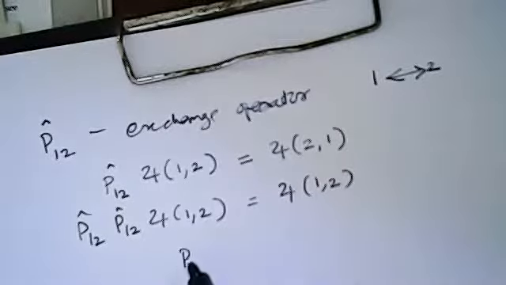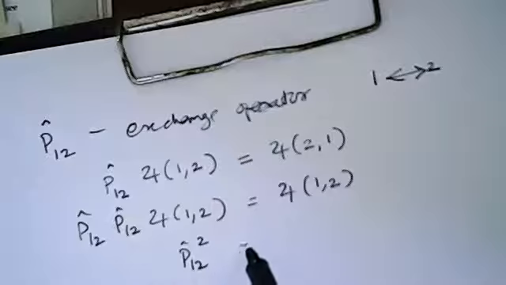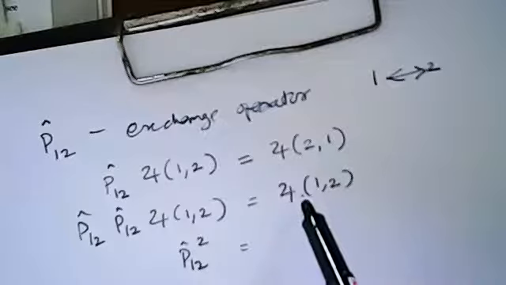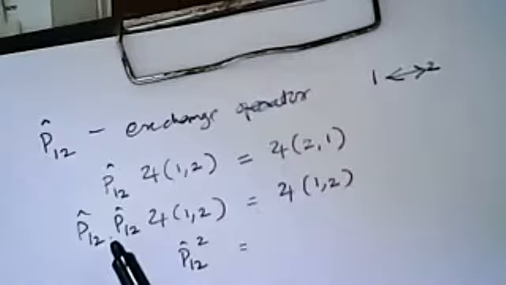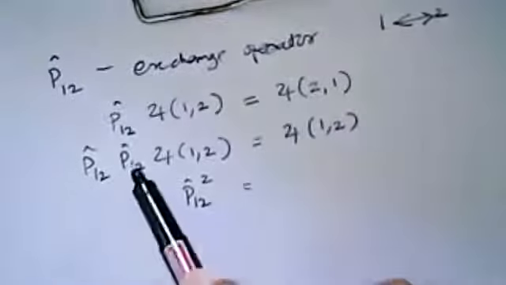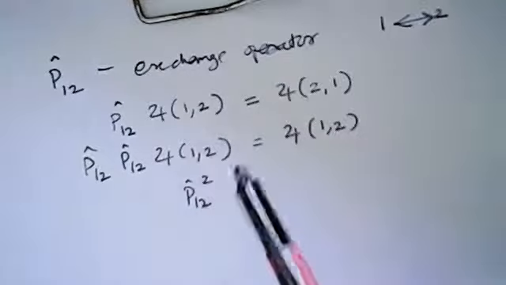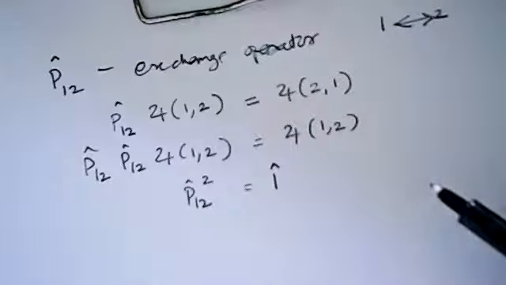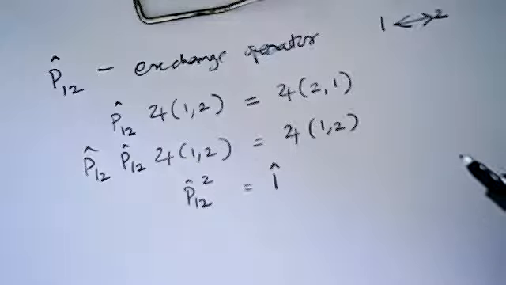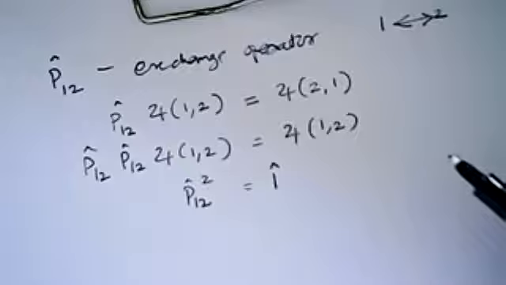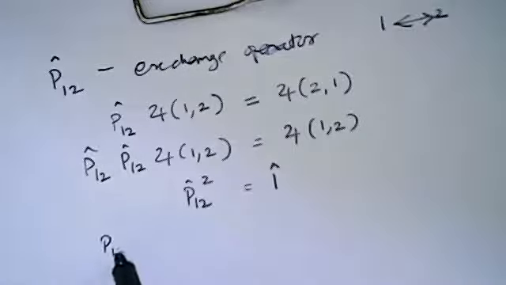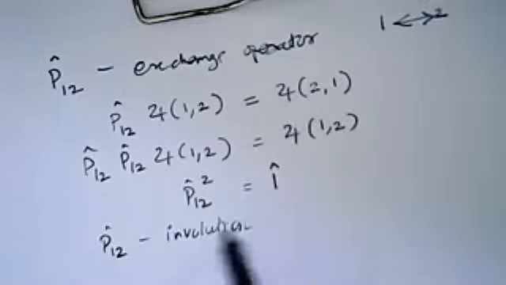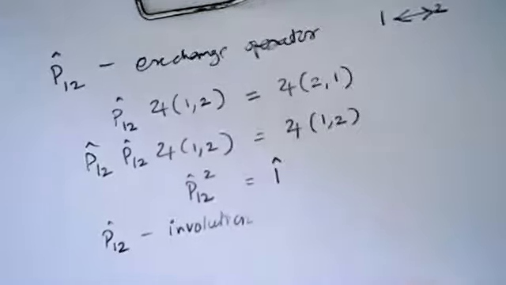So what is P12 square? Psi12 is the same. This is P12 square. It does nothing. So it is an involution operator, or an identity operator. We can call P12 an involution operator, which we have already learned earlier.